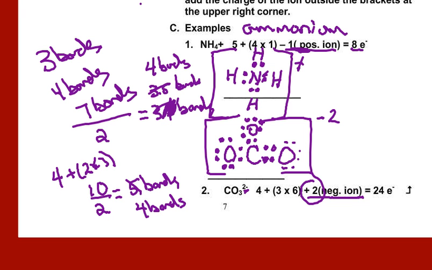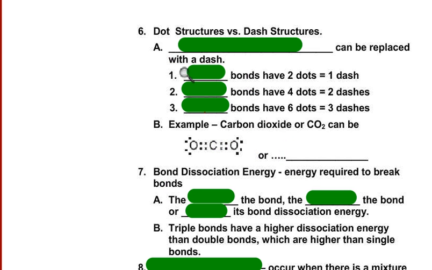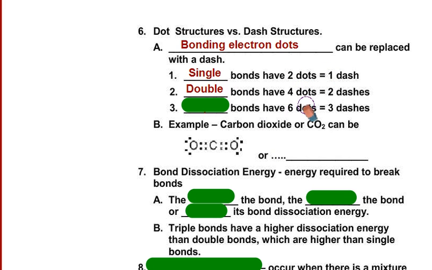Okay, but here I'm going to show you guys an easier way finally to start drawing these things. Okay, we have, instead of doing dot structures, we can do dash structures. And this is going to make making our bonds so much easier. Bonding electron dots can be replaced with a dash. So a single bond that has 2 dots is going to be 1 dash. A double bond that has 4 dots is going to be 2 dashes, and triple bonds that have 6 dots are going to be 3 dashes.